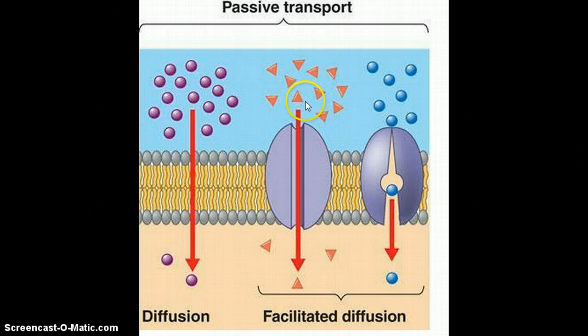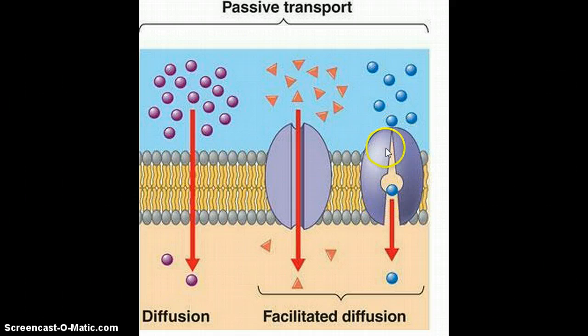And maybe they're just too large to make it through themselves. Maybe they are polar and they can't go through. It can be for multiple reasons, but in this case, all we know is that it's still passive transport because it's going from high concentration to low concentration. The same thing is true here.